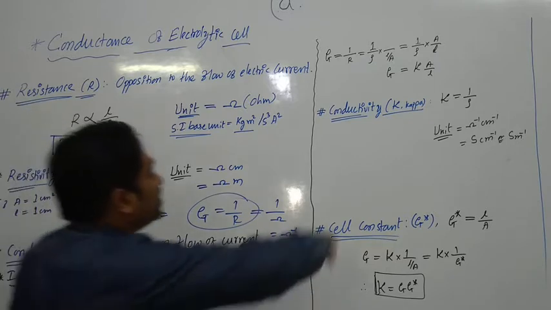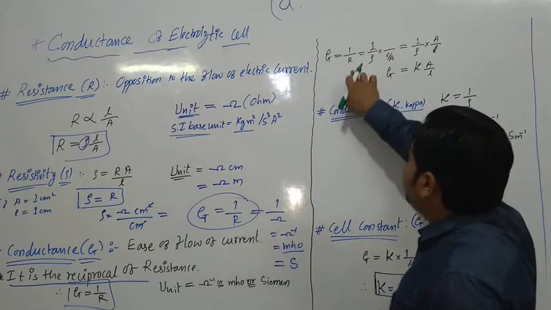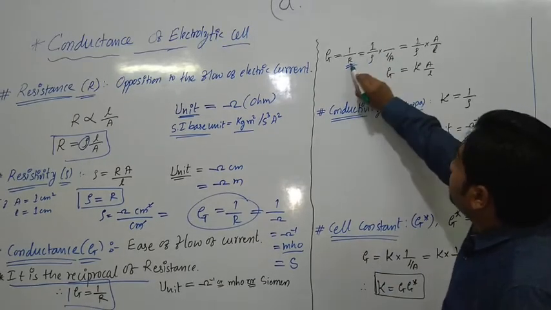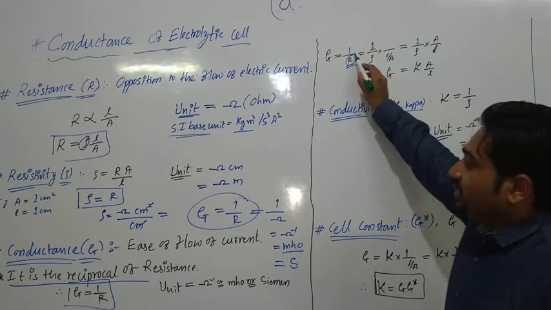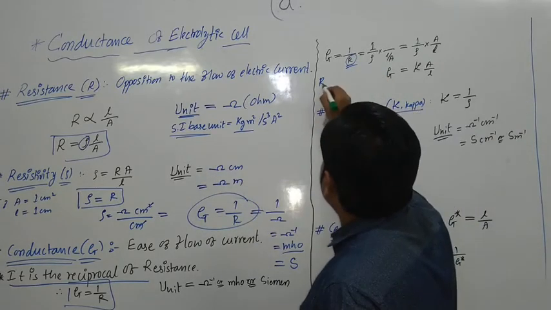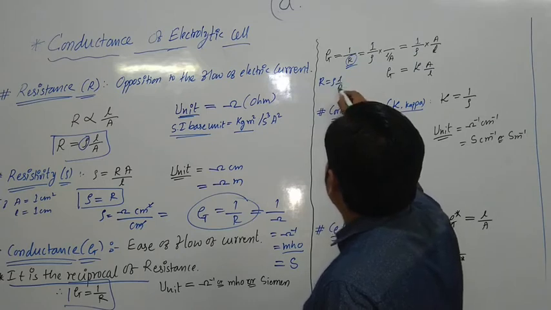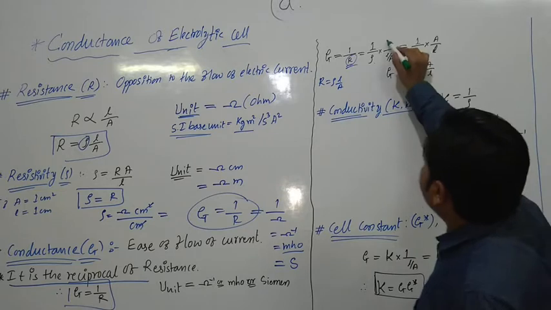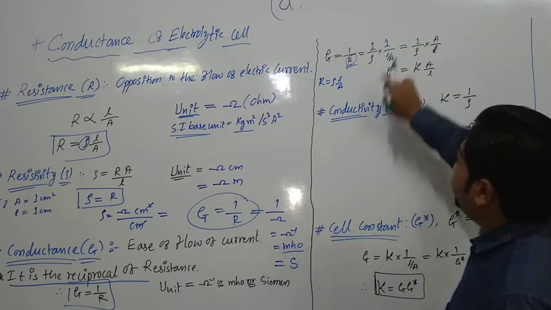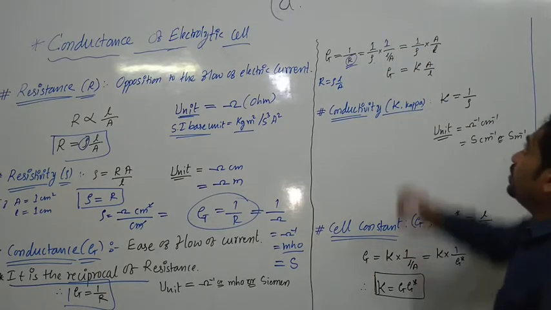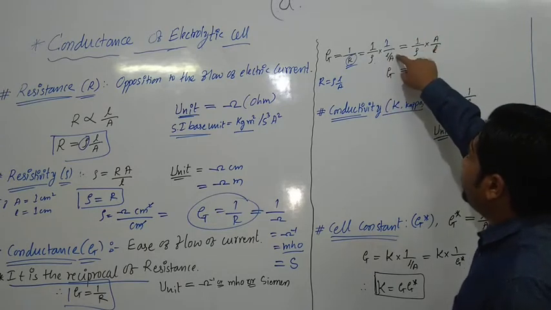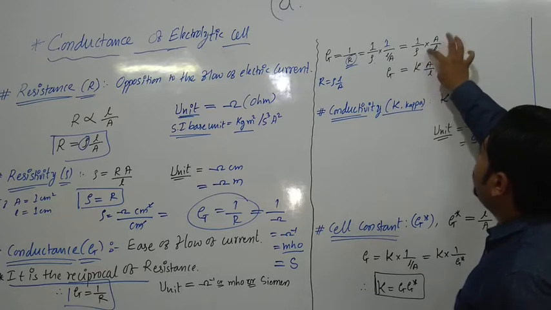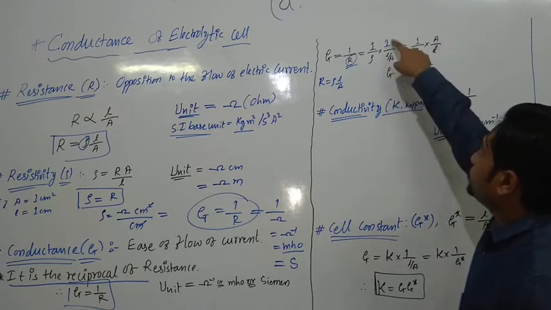Let us write it. G is equal to 1 divided by R. R means resistance, so I will put the value of R, which is rho into L divided by A. Here I have written rho into L by A. So simply I have divided 1 by rho into L by A. Now it becomes 1 by rho into A by L. The denominator of the denominator goes to the numerator.